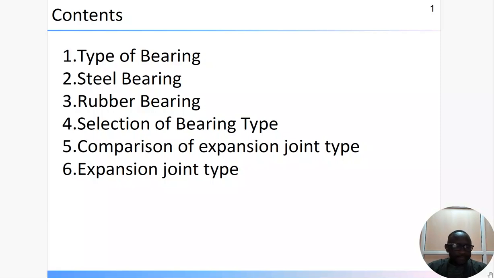Last evening's knowledge sharing on bridge engineering, introduction to bridge engineering. There was a question raised by one of you about the stiffness of bearings, and which reference we can get the stiffness from.